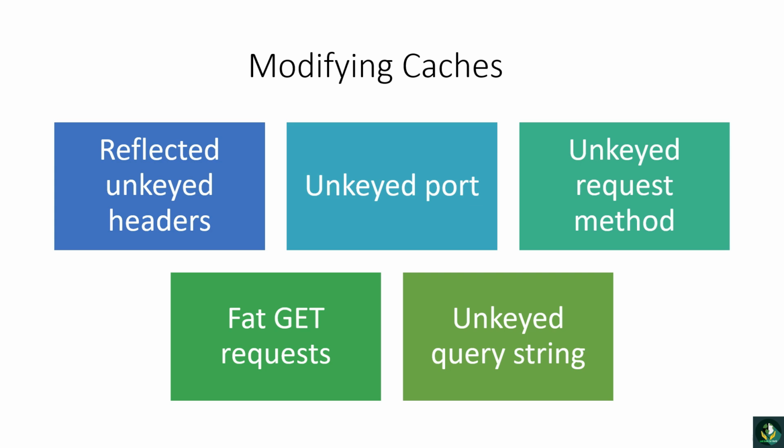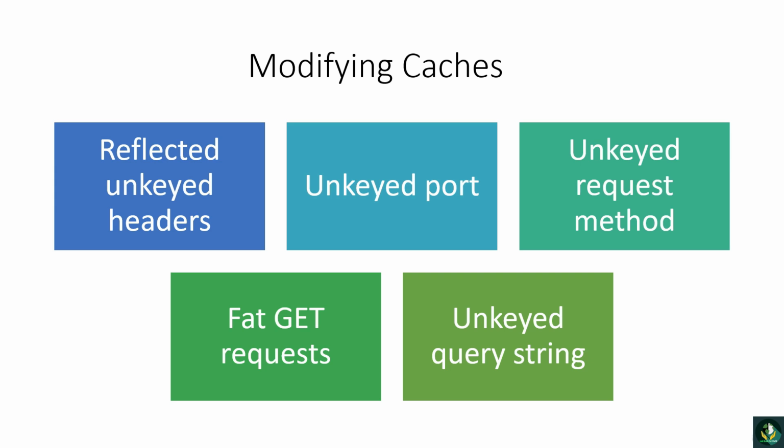Unkeyed request method. Sometimes the HTTP request method, like GET, POST, PUT, etc., might not be a part of the cache key. If the application is also vulnerable to parameter pollution, it may be possible to send a POST request containing a malicious payload that modifies a parameter, again typically to perform an XSS. The poisoned response will then be cached and delivered to the client that sent a normal GET request matching the same cache key.